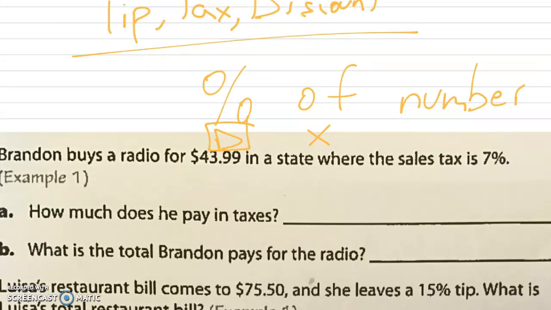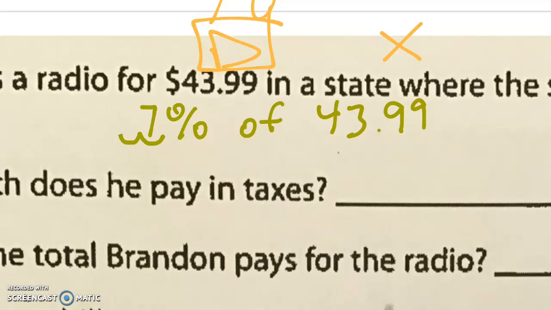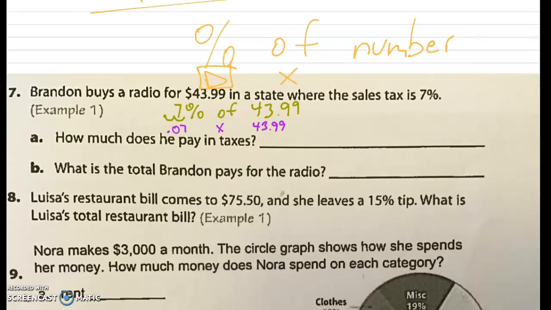So you have to do 7% of 43.99. 7% of 43.99. Change that 7 to a decimal by moving it to the left twice or dividing it by 100. And it is decimal 07. Decimal 07 of, multiply 43.99. Okay, so what is that going to give you? That's going to give you A, how much does he pay in taxes? This would equal the tax.